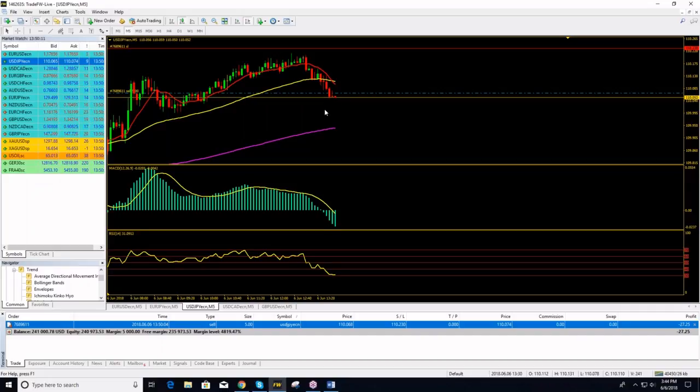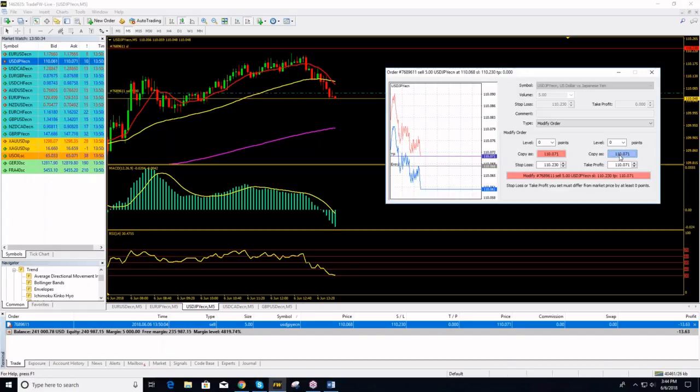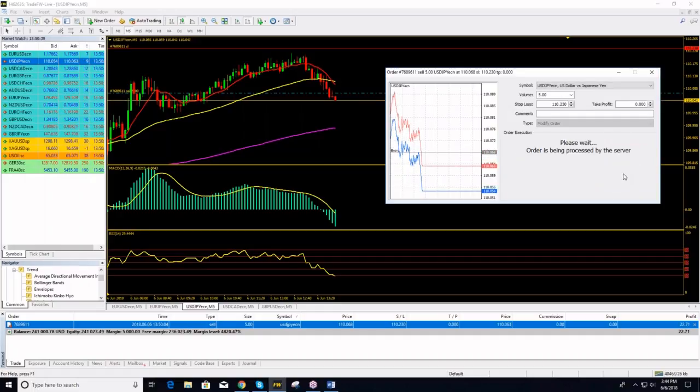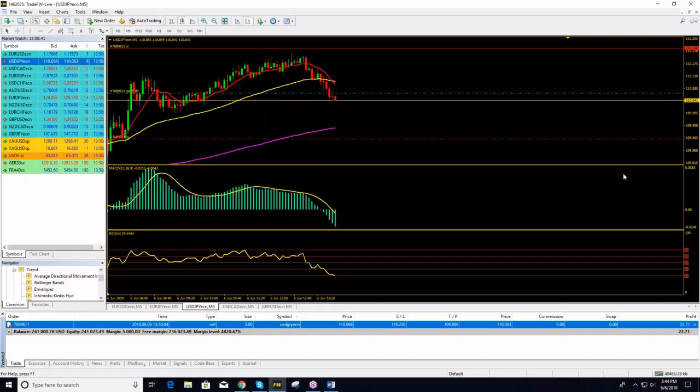And our take profit for this trade will be, just a second to determine that. Our take profit for this trade will actually be 109.90. So this is our take profit for dollar yen, 109.90. So we have shorted it. It's doing well. It will do great.